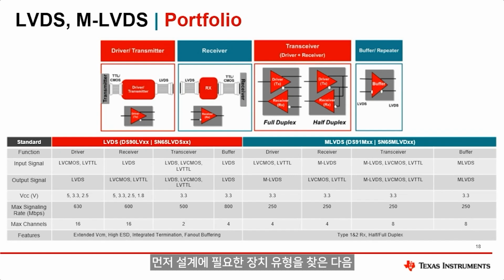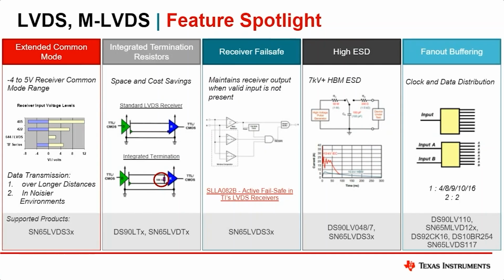I recommend first finding the type of device that is needed for your design, and then narrowing down that search based on the different supply voltage requirements, data rate requirements, and any features that are needed. There are a couple features I want to highlight here, and I'll start from left to right.